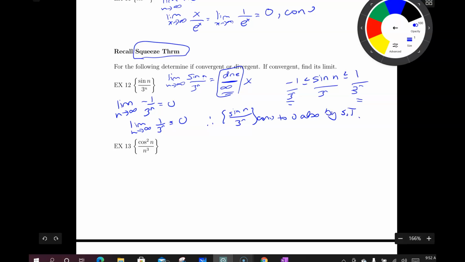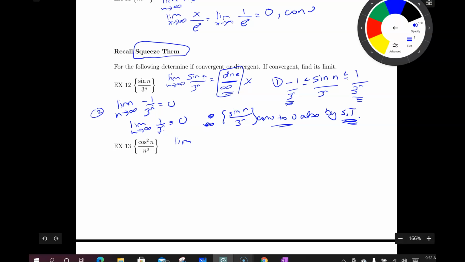So remember, there were several things you needed to show. So you needed to have this inequality set up with both sides. You needed to have the limits of the two outside functions. Then you could make the conclusion, and you had to say what it converges to, and then by squeeze theorem.